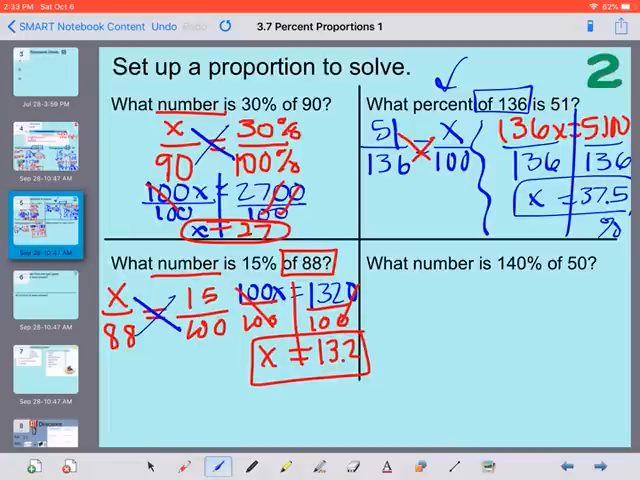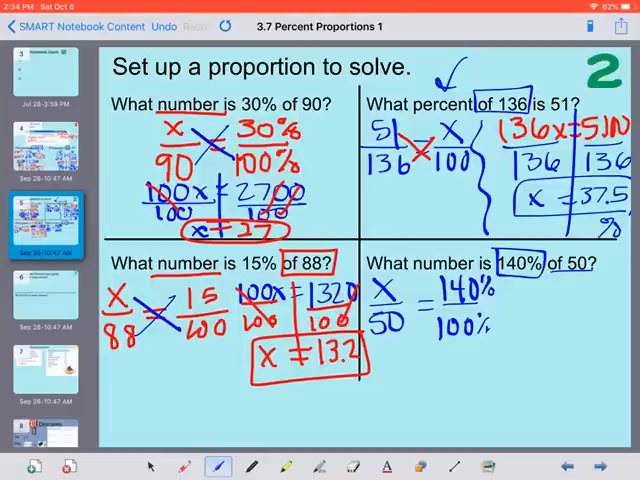Next, what number is 140% of 50? So when I set up my proportion here, out of 100%, they're looking for 140%, which is fine. Normally, well, always, 100% is our total. We're looking for more than 100%. We're looking for 140% of 50. So this number that we're looking for up here is going to be bigger than 50, because we're looking for 140% of 50.